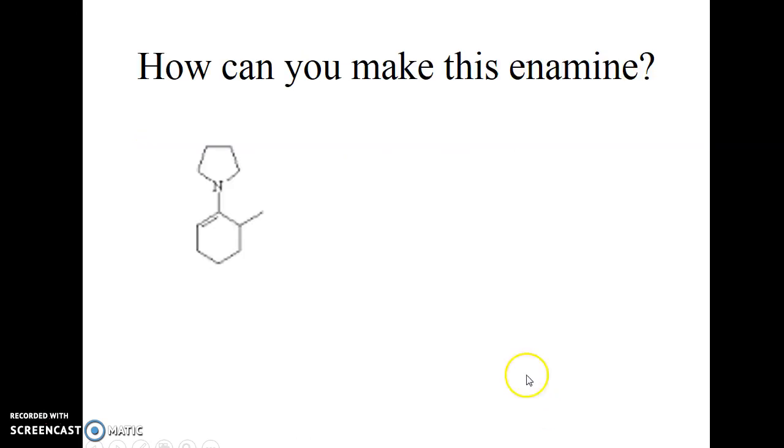So how can you make this enamine? Well, this enamine comes from this ketone. See, the ketone ends up, this gets cut off, and that was a ketone here. And what amine was it? It was this amine with a hydrogen on there. So these are the two things that make up this enamine.